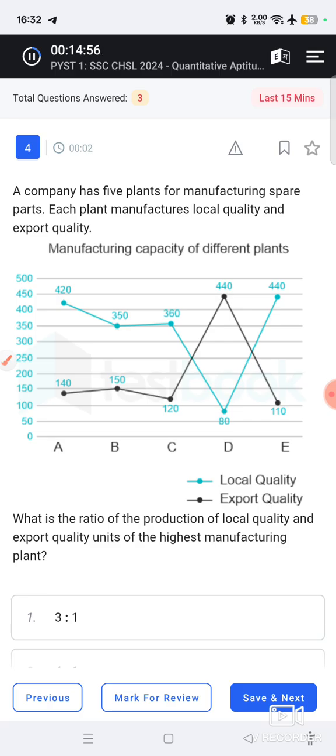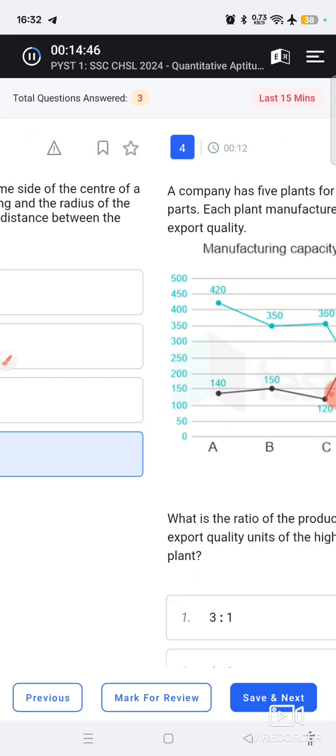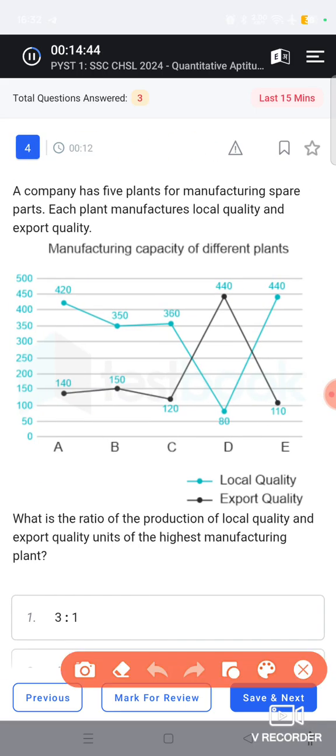A company has 5 plants for manufacturing spare parts. Each plant manufactures local quality and export quality. Okay, the company with the 5 plants manufacturing spare parts. What is the ratio of the production of the local quality and the export quality, given the highest manufacturer?